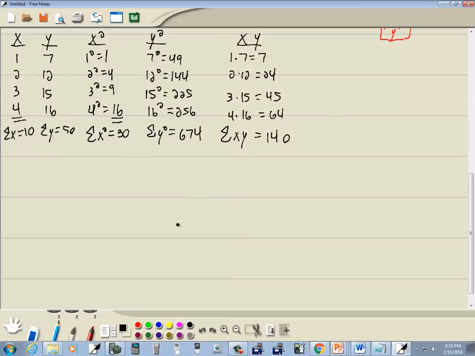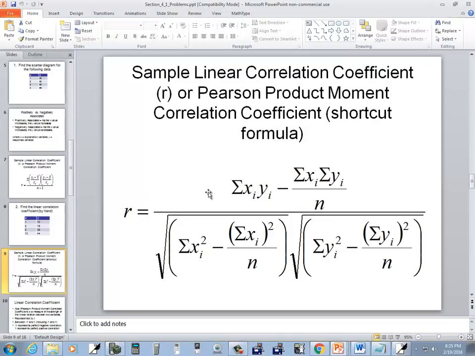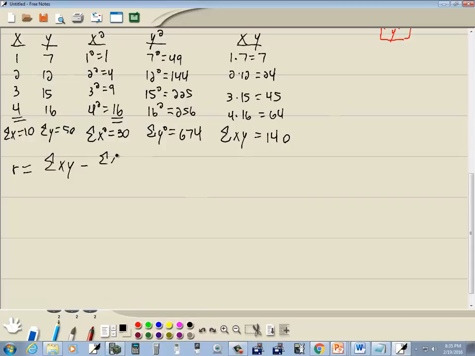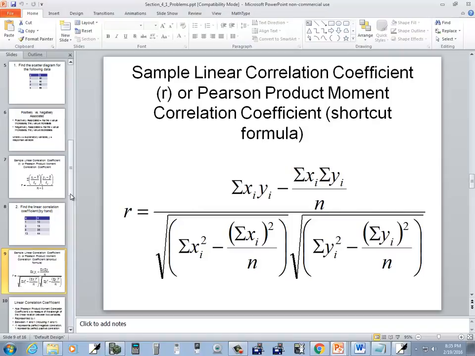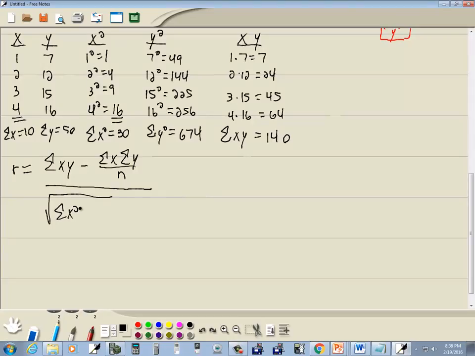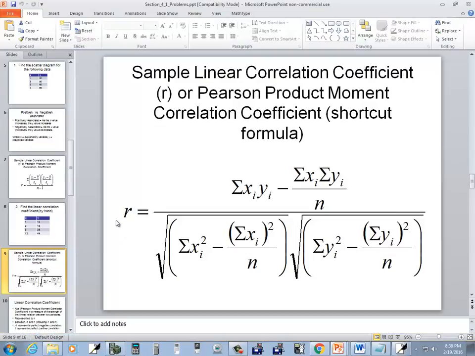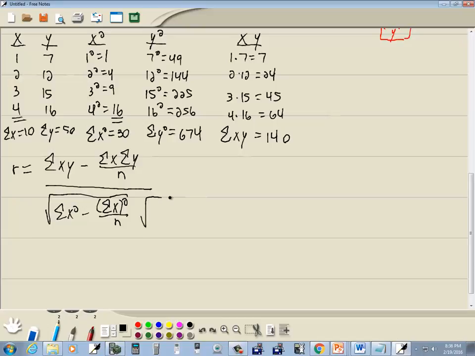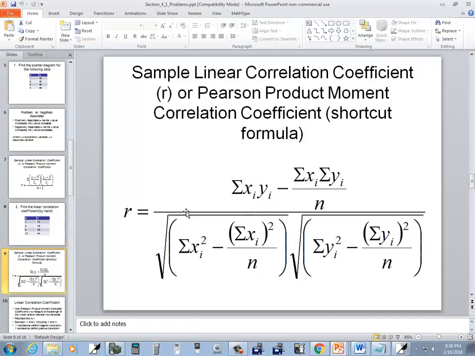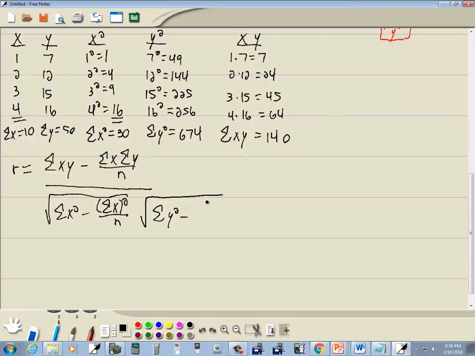I've lost my piece of paper with all my notes. So we got r is equal to the sum of x times y minus the sum of x times the sum of y divided by n, over the square root of the sum of the x squareds minus the sum of the x squared divided by n, then times the square root of the sum of the y squareds minus the sum of the y's squared divided by n. Okay.